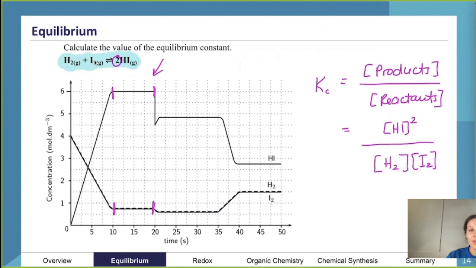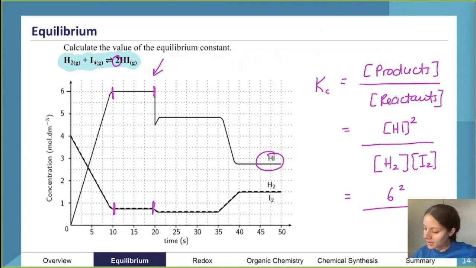Now that we've got that, we can sub in our values for concentration from that section of the graph. For HI, which is this line here, we have a value of 6. We put 6 squared over, and then both of these are at, I'd say, 0.75. So that's 0.75 times 0.75. I'm just going to move that so you can see it.